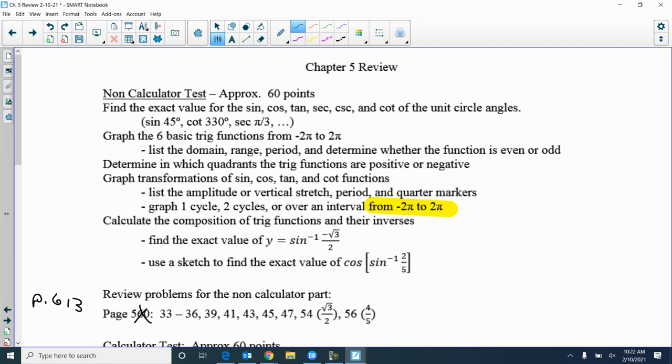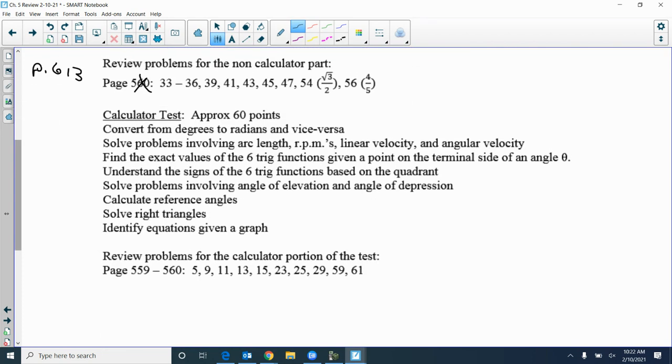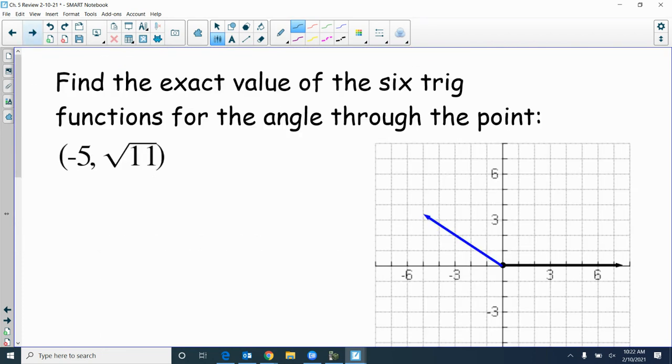And this is what we just did with sine, cosine, tangent, or cotangent. We just did that. Composition of functions was yesterday. And then you got the calculator part. Make sure you read through that. All right, a couple ones here.